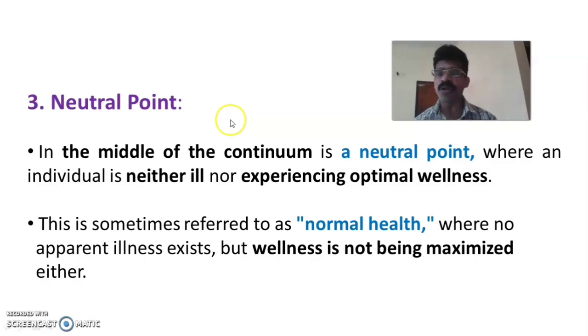Thus, in the neutral point, a person is at risk of having various illnesses that may lead to disability and even death. Okay, at the same time, if you follow certain healthy practices, he can achieve the optimum health or maximum health.